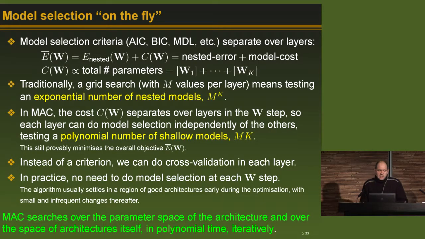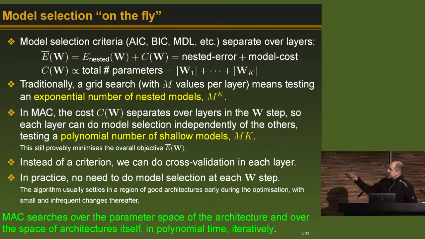Okay, another thing I want to describe, there are two things I want to describe before finishing. One is model selection and the other one is the distributed optimization. It turns out that we can actually do model selection on the fly with this strategy. Model selection criteria like BIC, etc. What they do is basically they count the number of parameters in your model times something. And they want to minimize that cost together with the cost of the nested problem itself.